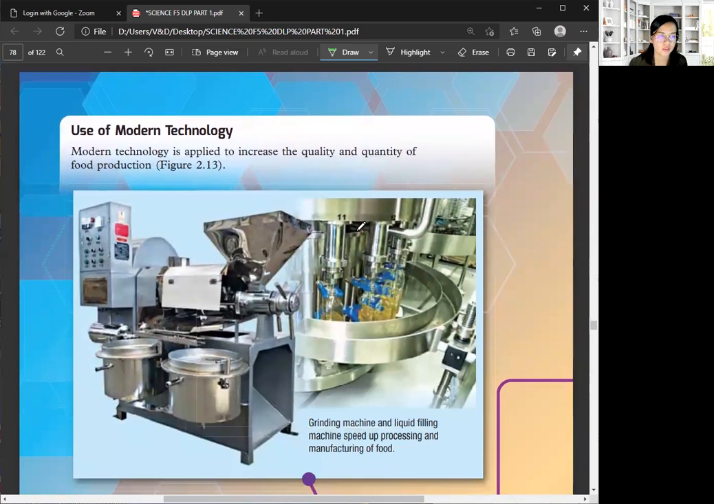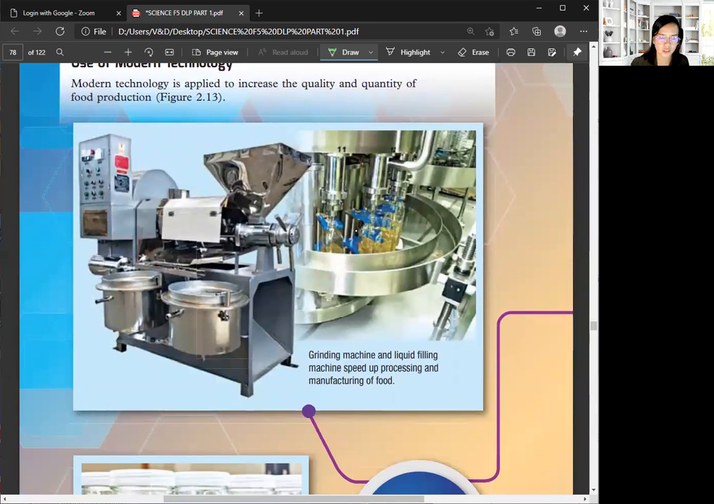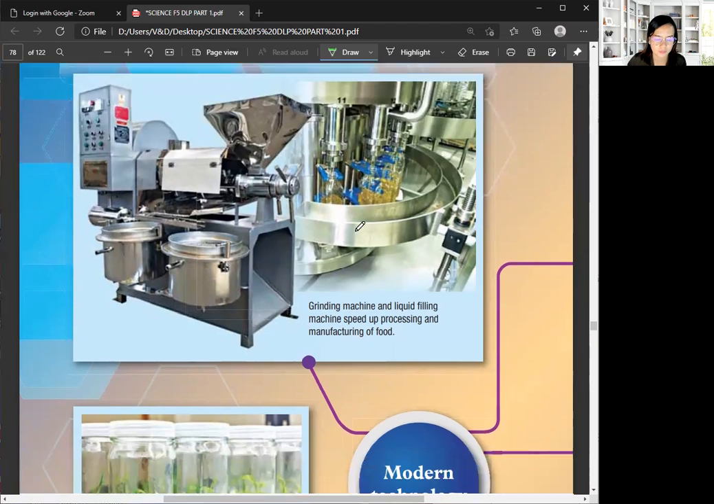Okay, next one is the use of modern technology. Now, the modern technology is applied to increase the quality and quantity of food production. So let's look at this photo. This photo shows a grinding machine and liquid filling machine speed up processing and manufacturing of food. So these are the machines that used to increase the quality and quantity of food. Secara boleh packaging dengan cepat, penghasilan dengan cepat, proses pun semua dengan cepat.